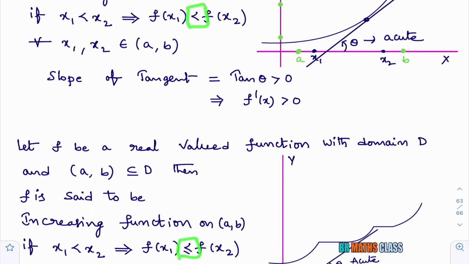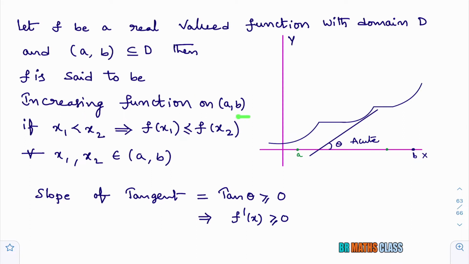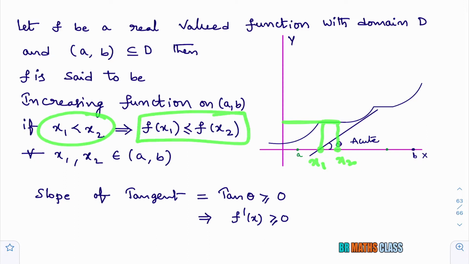I hope you are understanding, right? Why did they give it like this? Why did they give less than or equal to here? You observe, if I take x1, x2 in this open interval (a, b), here x1 is less than x2 only. But when I take the functional values, those functional values are the same. f of x1 equals f of x2. I hope you are understanding. So if the function is an increasing function, then x1 less than x2 implies f of x1 is less than or equal to f of x2.